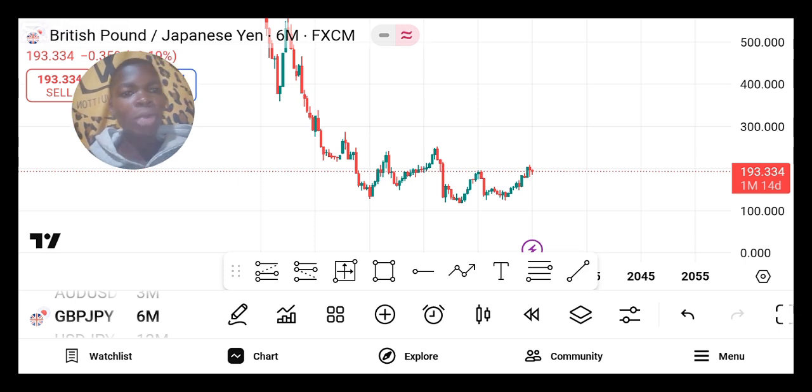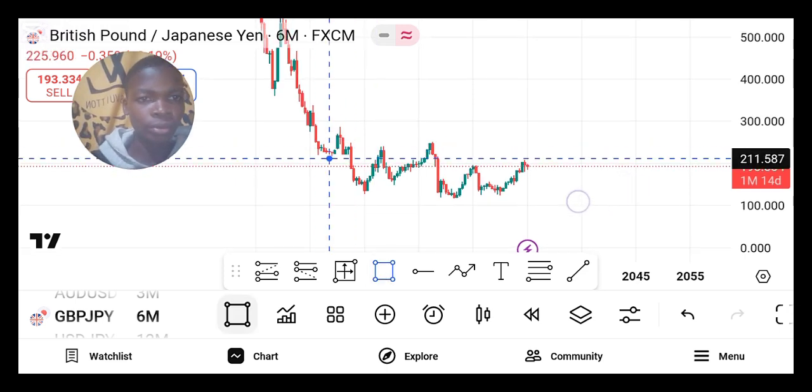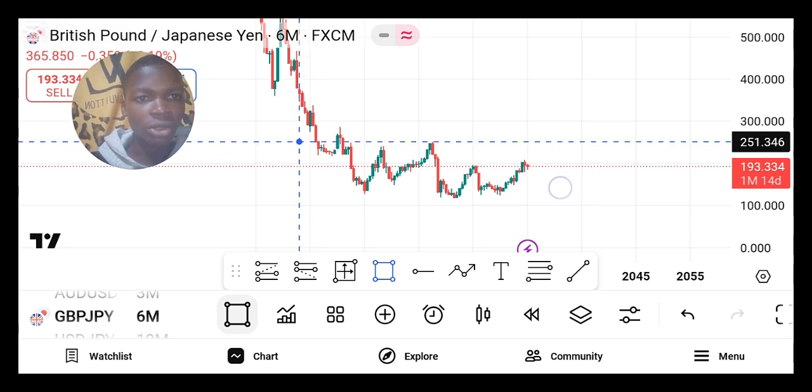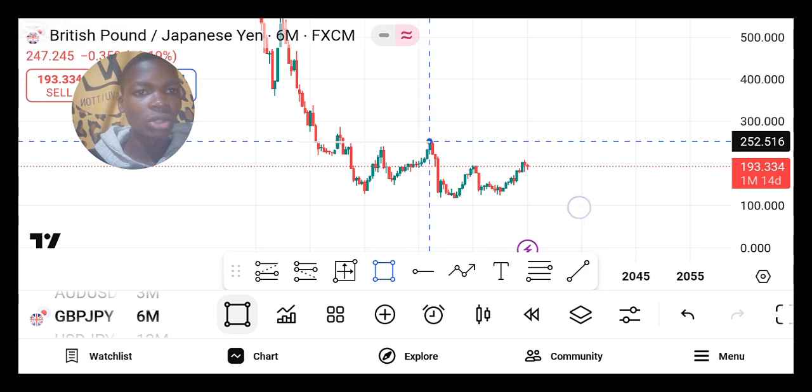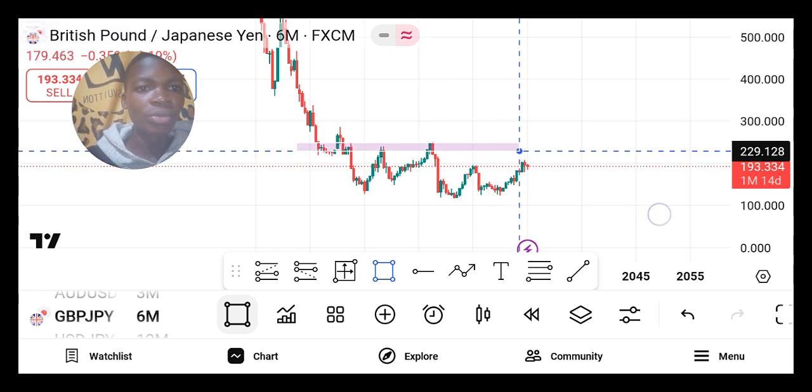So let's go back to the structure. Let me show you how to read the key zones, guys. I'm going to plot out this key zone because this is a very strong key zone here. Don't forget, guys, this video is all about how to read the market key zones. That is the aim of today's video, guys.